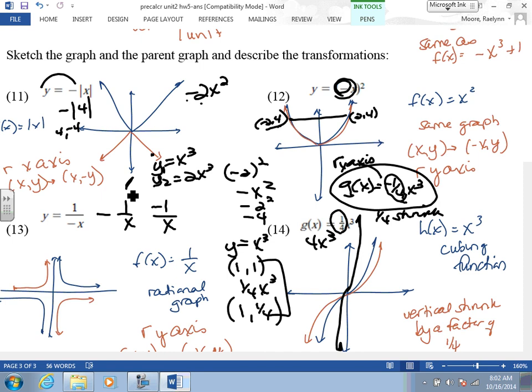Another way to look at it is look at the table. Look at the x's, and the x will stay the same. Look at the effect it has on the y. Did it multiply it? Did it make it smaller? Did it make it bigger? That's when you can tell if it's a shrink or a stretch.